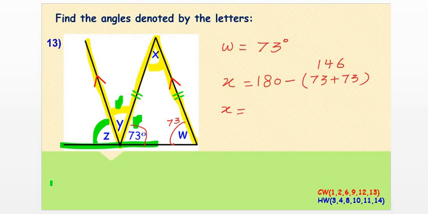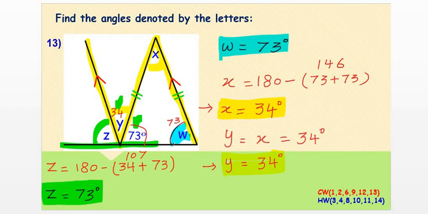Now better pause the video here and find all the values on your own. So here are all the answers for question number 13. We got w, we got x. Now how will we get y? Because y is the alternate angle with this x. They are making a Z. So y will be equal to x, that is 34. So I wrote 34 here.